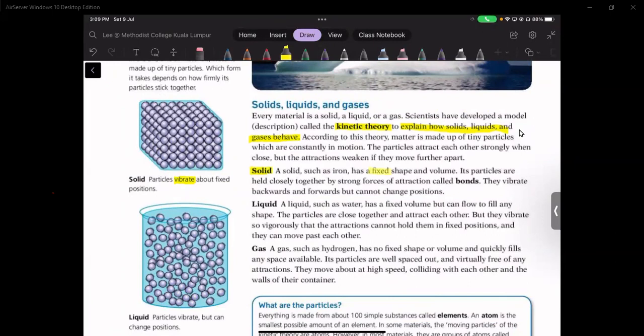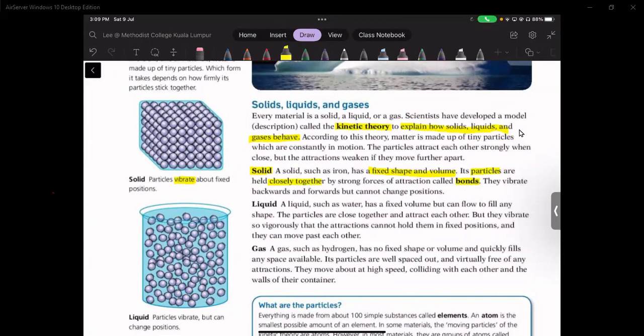So a solid has a fixed shape and volume, and the particles are held closely together by bonds. In chemistry, you learn different bonds, but in physics, we just call all of them bonds. Van der Waals, ionic, covalent, all are bonds. They vibrate backward and forward and cannot change position.